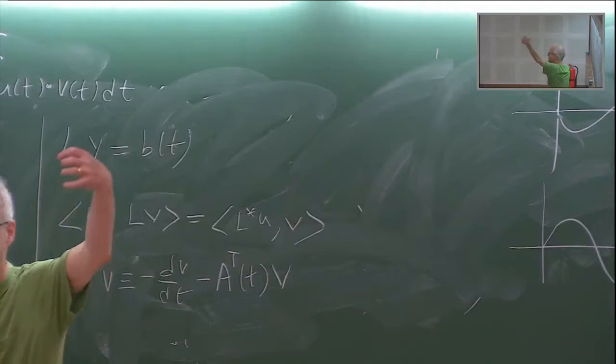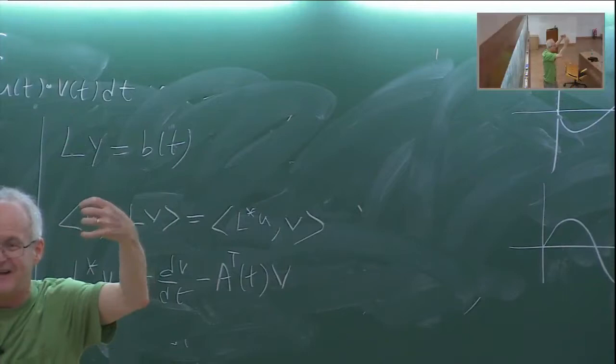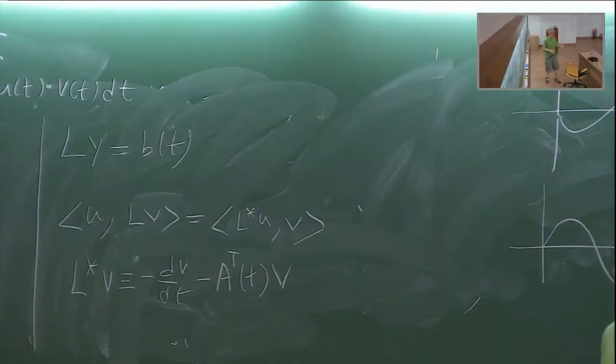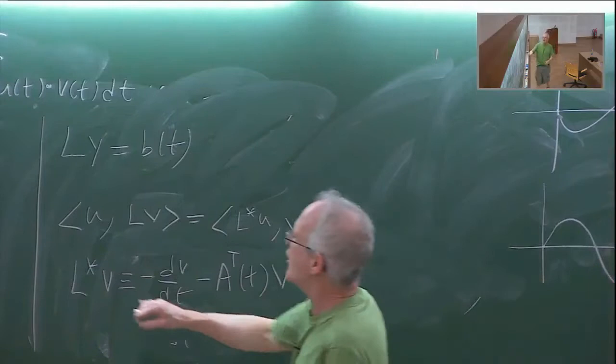Because you'll have u dv/dt, right? Integrate that, you'll get uv minus v du/dt, right? Remember from integration by parts. See, all that old stuff that you learned in calculus is really, really important, okay? There's a reason for it. Okay, so basically we just have to find the null space of this.